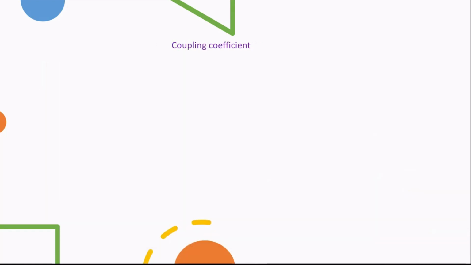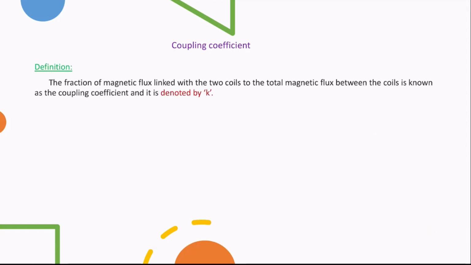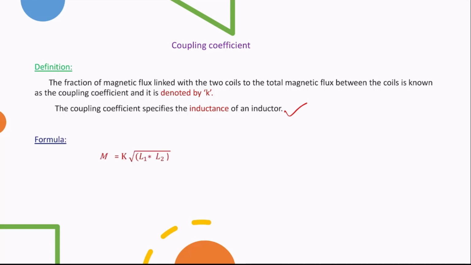Now let us see how we can define the coupling coefficient of the mutual inductance. The fraction of magnetic flux linked with the two coils to the total magnetic flux between the coils is known as the coupling coefficient and it is denoted by the letter K. And the coupling coefficient specifies the inductance of an inductor. Now let us see the formula for the coupling coefficient. The coupling coefficient is represented by the formula as M is equal to K into root of L1 into L2.